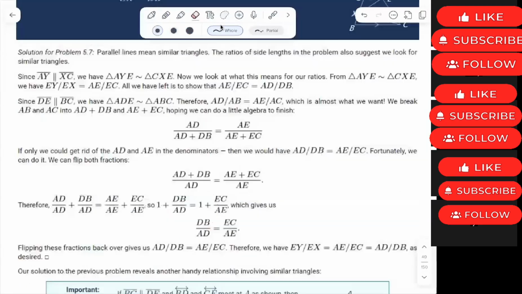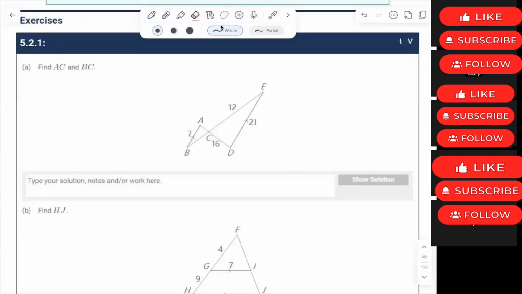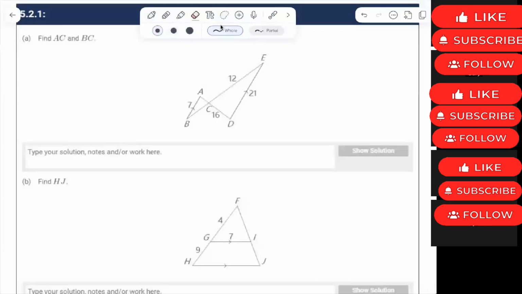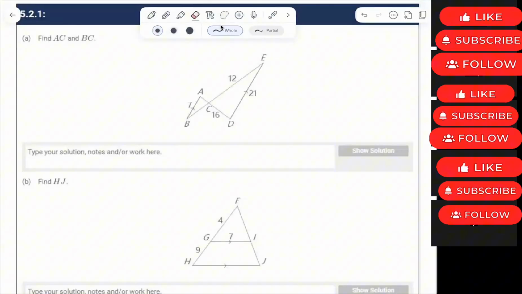Let's move on to the problem exercises. Let's find AC and BC and then find HJ in these examples. I'll let you guys try this question and tell me the answer in the chat.